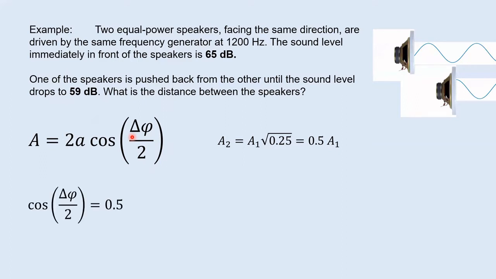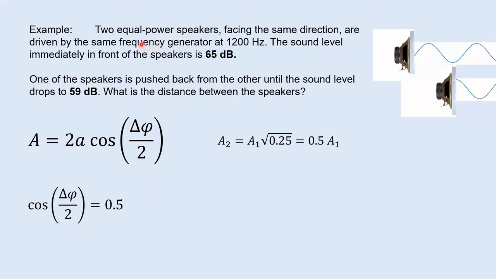Okay, so here's what I'm arguing. By scooting the speaker back, we've changed delta phi to make the cosine have a value of 1/2. The idea is previously the value of the cosine was 1. That's the output of the cosine function. And how do I know that?